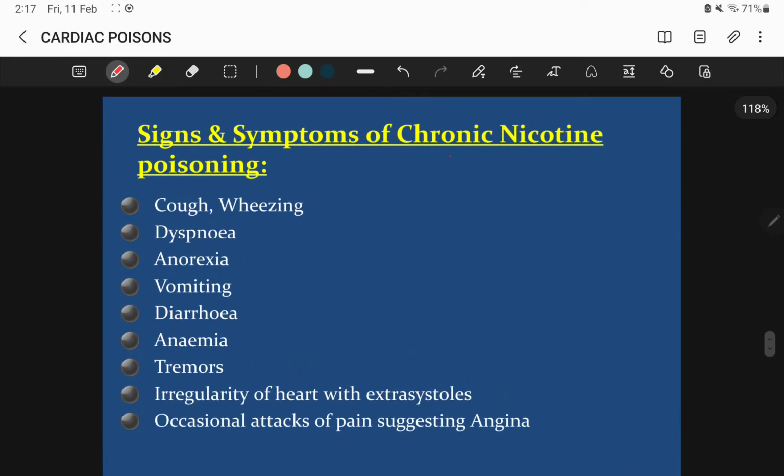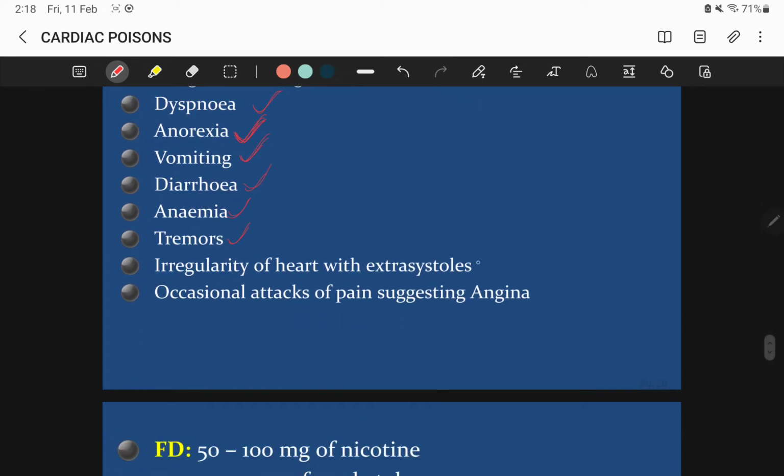But in chronic nicotine poisoning, what happens is, if someone is taking cigarettes or chaini khaini or whatever tobacco, they have chronic nicotine poisoning. They have cough and wheezing, then dyspnea. Anorexia means they don't feel any hunger, and then vomiting also occurs. Then diarrhea, anemia, even sometimes tremors, and irregularity of the heart with extrasystole.